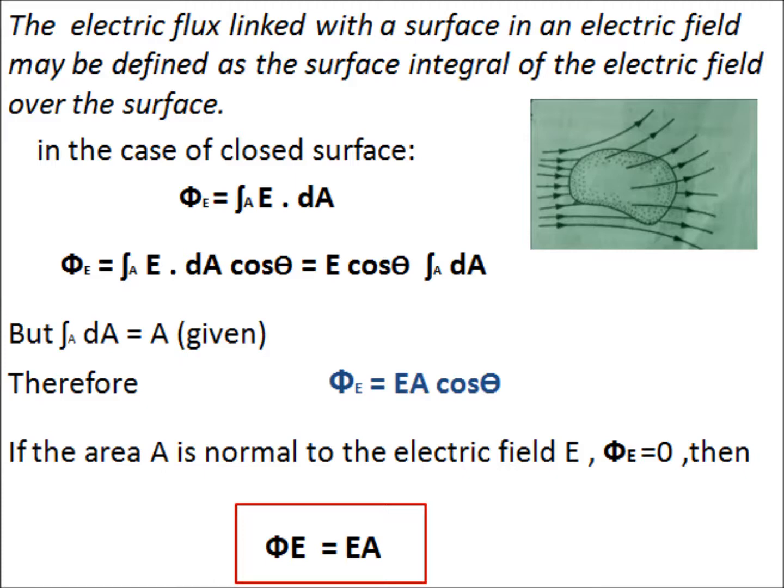In the case of a closed surface, that is a surface that completely encloses a volume, the net flux through the surface is given by phi E equal to the integral of vector E into d vector A. Therefore, phi E is equal to the integral of E dA cos theta, which is E cos theta times the integral of dA, and the integral of dA is A. Therefore, phi E is equal to EA cos theta, and if the area A is normal to the electric field, theta will be 0, then phi E is equal to EA, that is, electric flux is equal to electric field into total area.